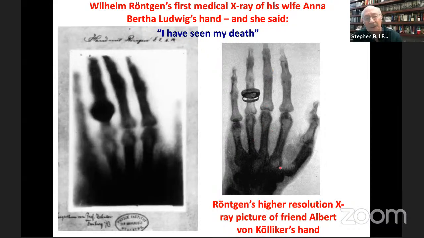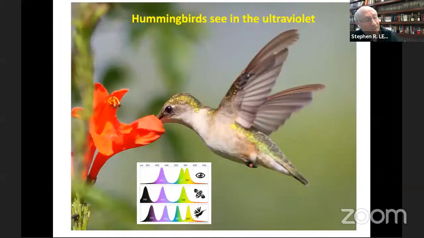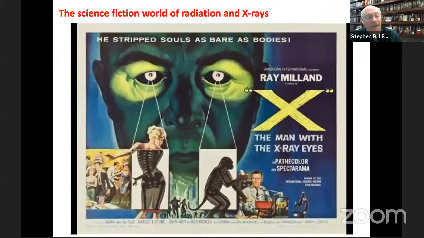But these images are not spectroscopy. These are images of changes in density and so on. Now, if we think about spectroscopy a little bit, bees and hummingbirds can actually see in the ultraviolet. Our human eye is limited to this narrow range of visible, but hummingbirds can start to see out in the ultraviolet. So it might not be crazy to wonder, what could you see if you were in the X-ray? And of course, in the science fiction world of radiation and X-rays, there were a lot of movies and comics and different things that explored this.